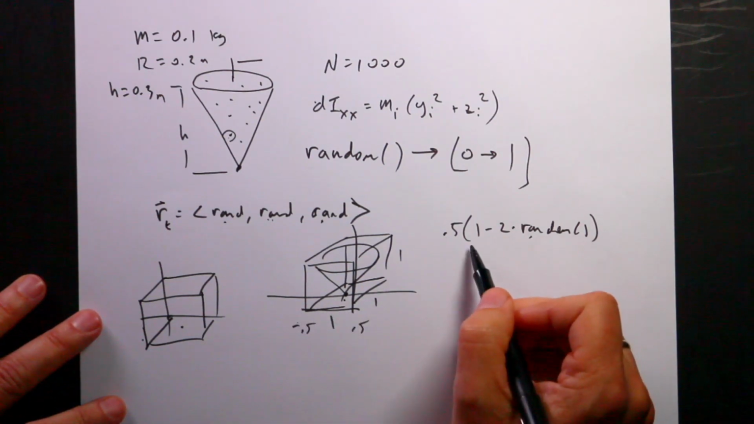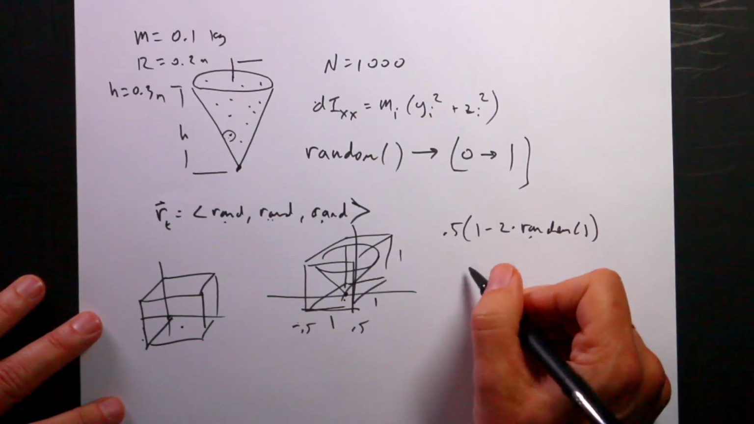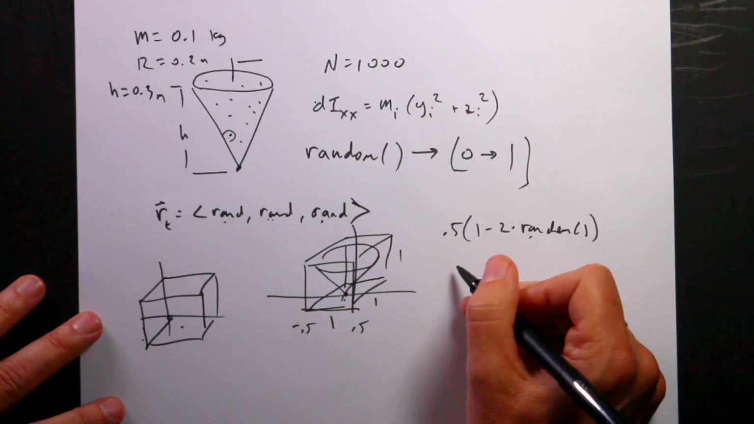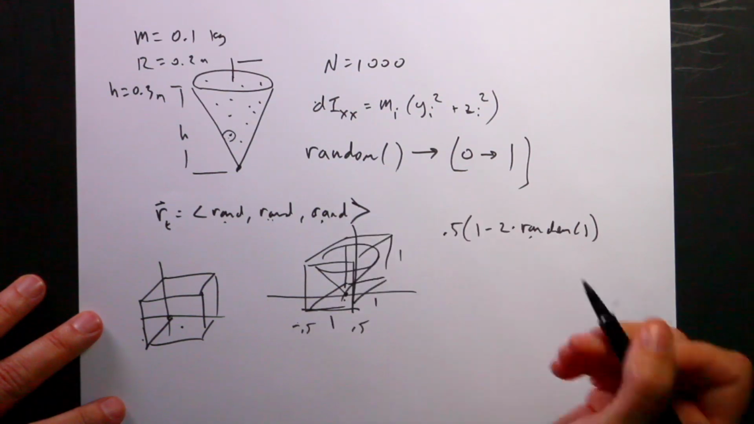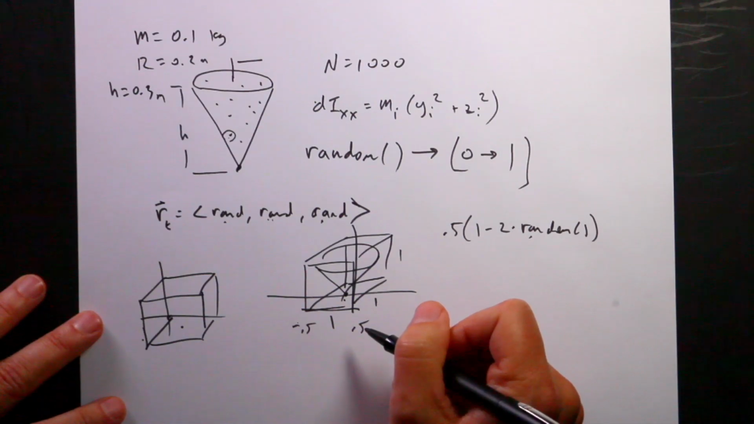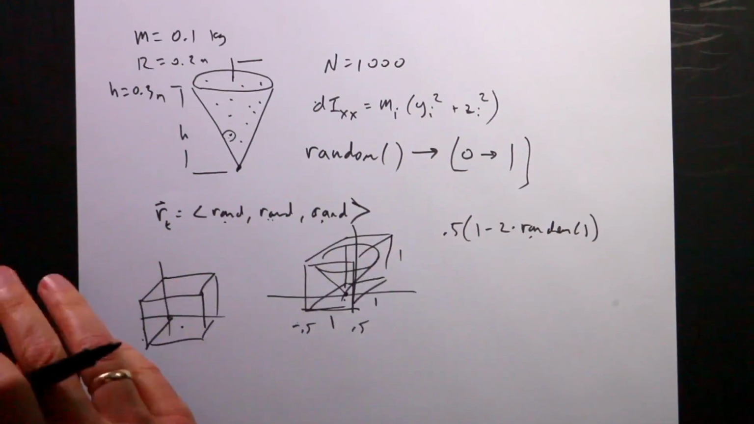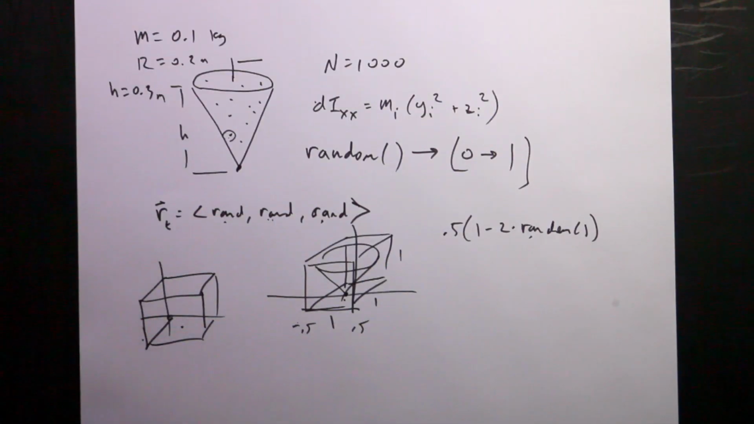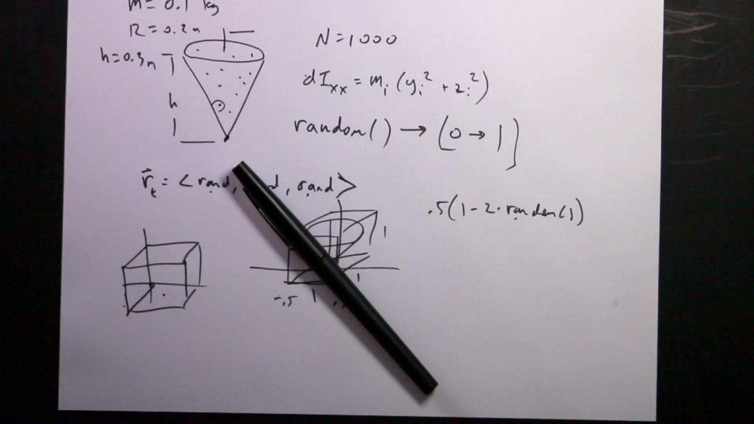So that's what I'm going to do for my X and my Y direction. For my Z direction, I want it to just go from 0 to 1. So I can just say random, 0 to 1. And then I can cut the pieces out. Okay, so that's what I'm going to do. Okay, let's jump over to Python and let's see if we can first make the cylinder and then we can find the moment of inertia tensor. So let me switch over to the computer.